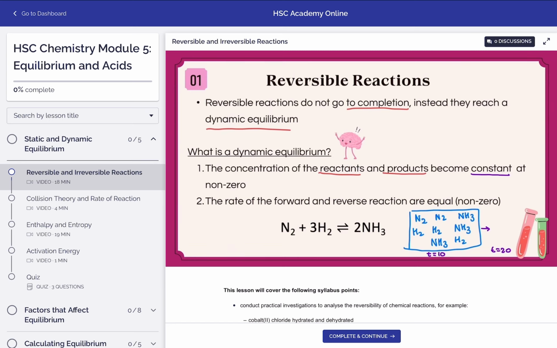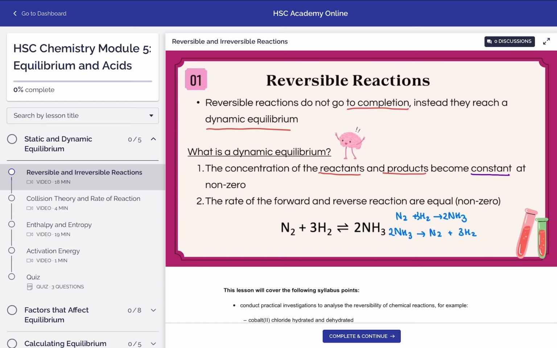The second feature that we mentioned was that the rates of the forward and reverse reaction are equal. What that means is that the rate at which nitrogen and hydrogen are reacting with each other to produce ammonia is going to be equal to the rate of the decomposition of ammonia as well. There's going to be a time when nitrogen and hydrogen react to produce ammonia, but at the same time, that ammonia is immediately decomposed back into nitrogen and hydrogen.